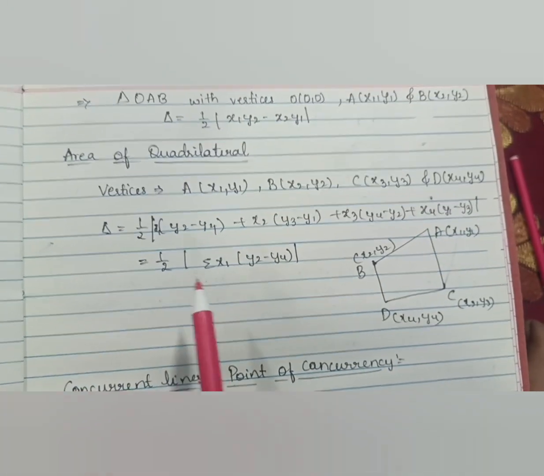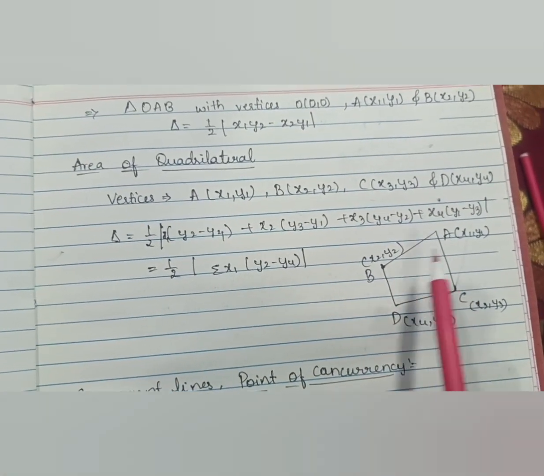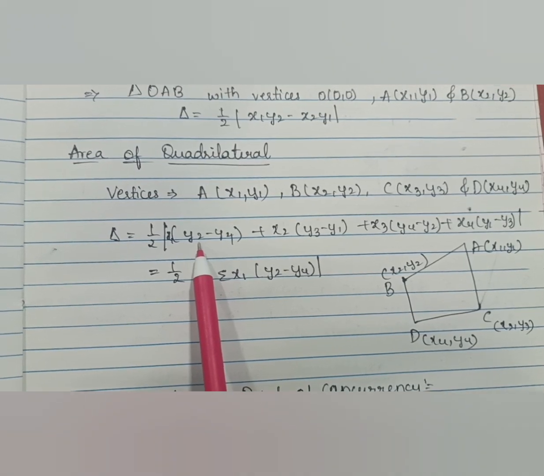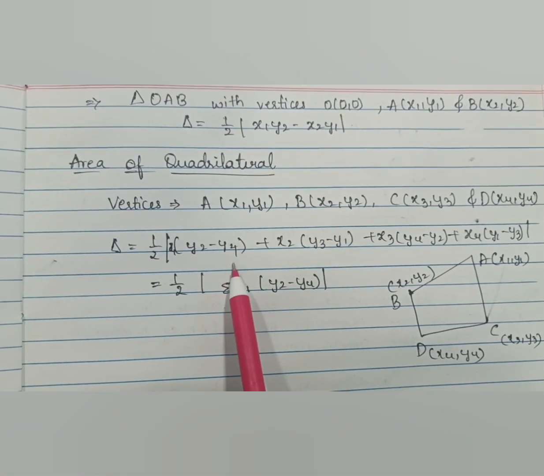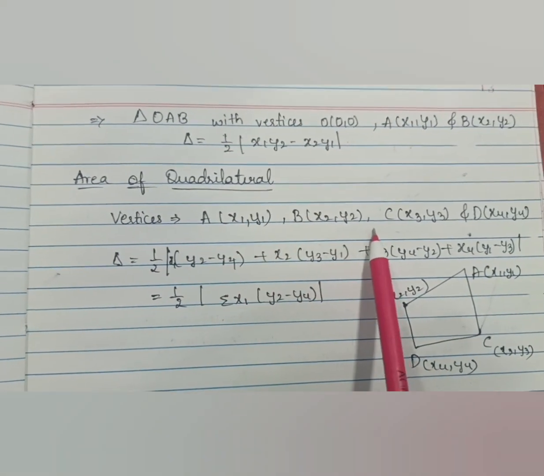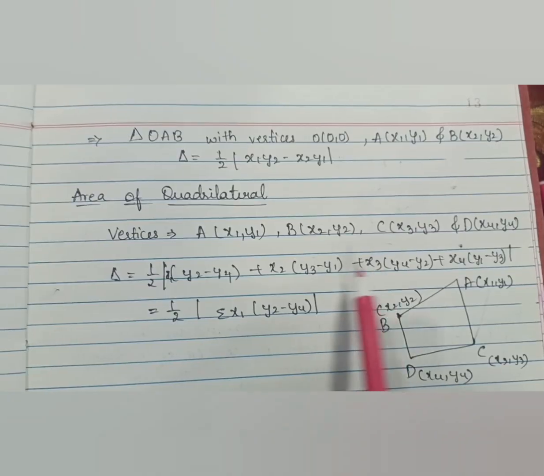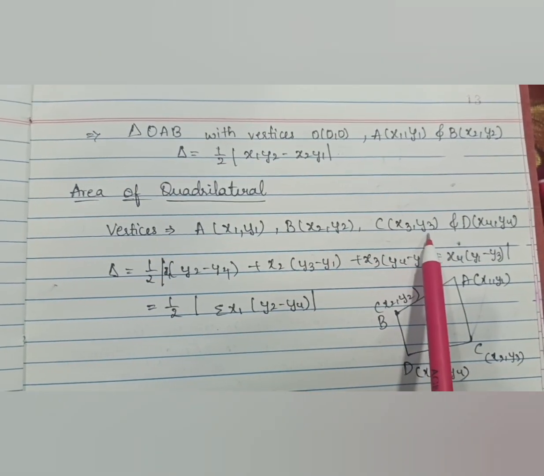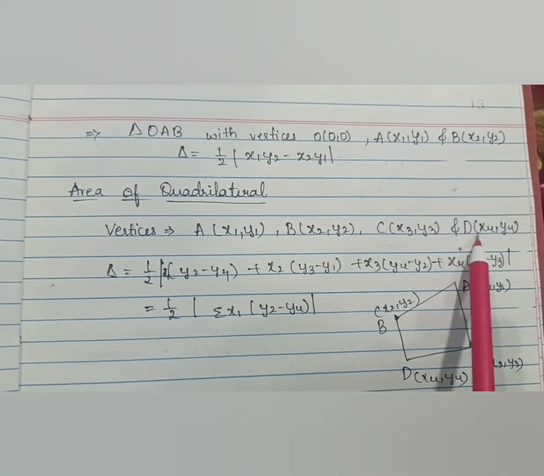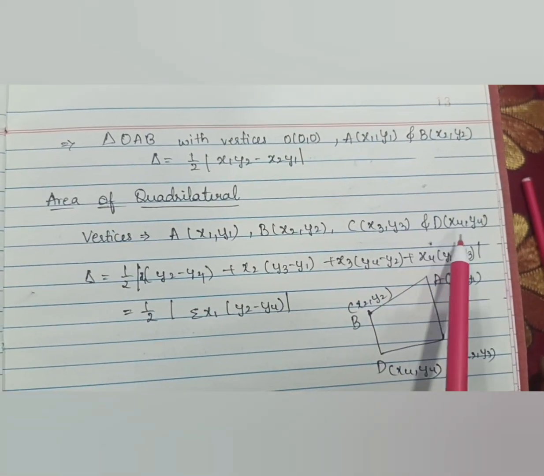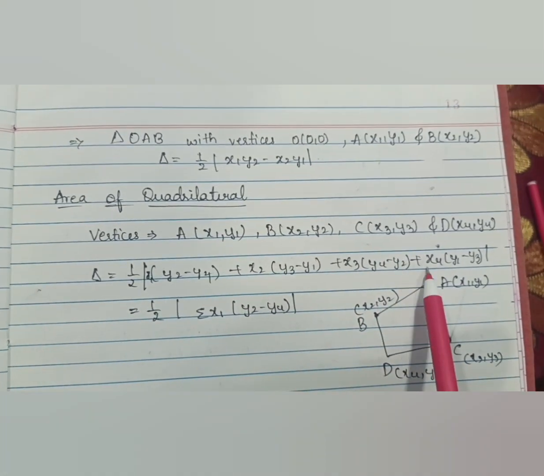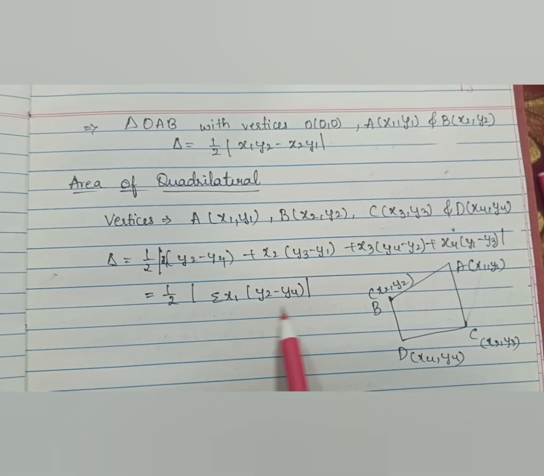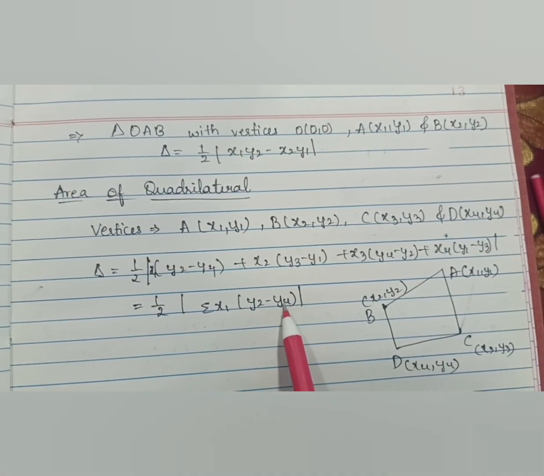Next, area of quadrilateral. If we have 4 points, how could the formula be? Half of modulus of x1 into y2 minus y4. We are not taking y3, we are just jumping and going to y4. Then next plus x2, now we have to write y3, and following this y3 we jump directly to y1, neglecting y4. In the same way x3 into y4 minus y2, plus x4 into y1 minus y3. The formula is shortly written as sigma of x1 into y2 minus y4. Okay.